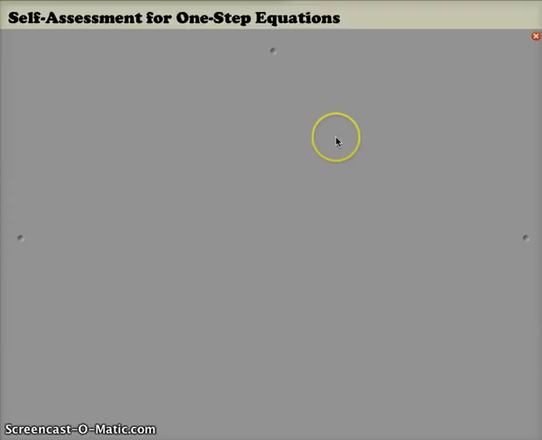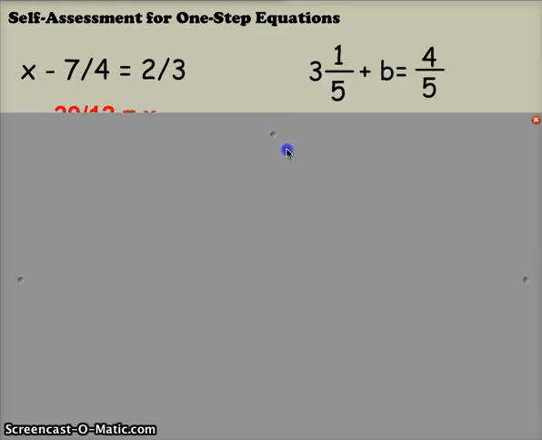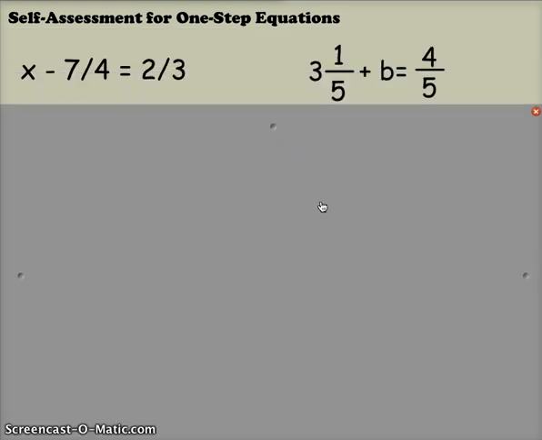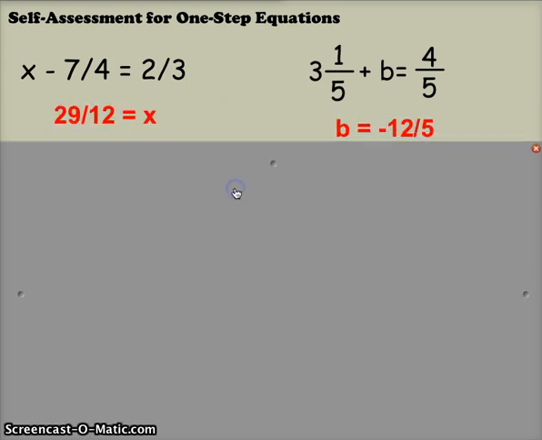And now a self-assessment to see how you've done. This will let you know if you should try the practice problems in the four corners or the challenge problems. Number 1, x minus 7/4 equals 2/3. You should have used common denominators and added 7/4 on both sides, giving you a simplified answer of x equals 29/12.